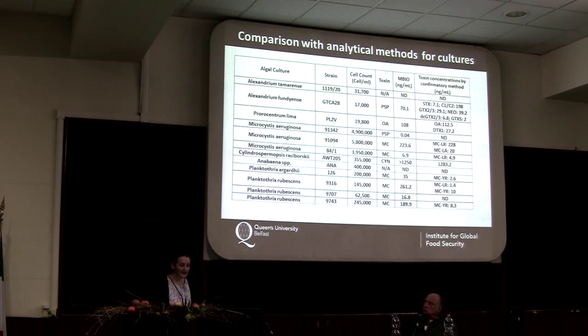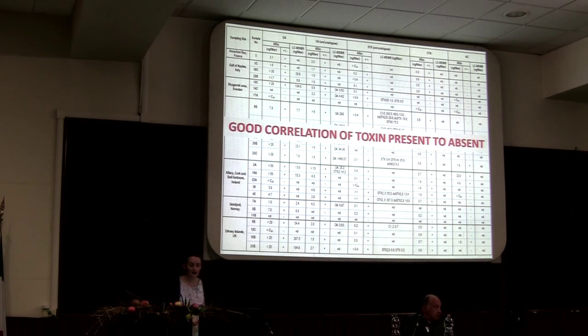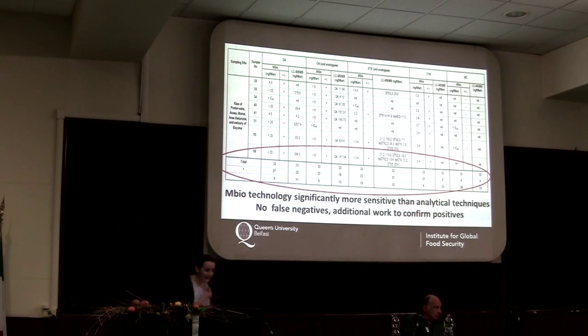We looked at a comparison with analytical methods for cultures, and really with the cultures we had a good comparison between PSP toxin presence and toxin absence. And then we looked at 33 different samples from different regions around Europe as part of the MIDTAL project, and again good correlation of toxin present to toxin absence. The MBio technology was significantly more sensitive than the analytical techniques, the LC-MS and the HPLC.